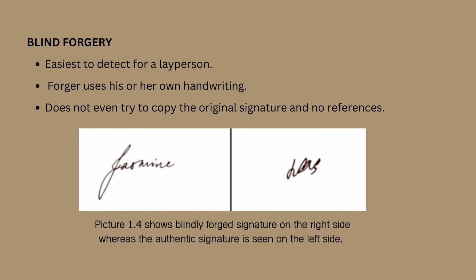Next is blind forgery, one of the most common and probably easiest to detect for a layperson, where the forger uses his or her own handwriting. The forger does not even try to copy the original signature and may not even know what the signature looks like because they have not had a reference.